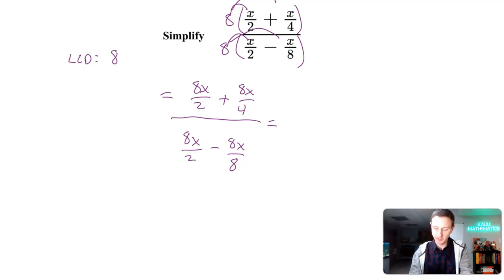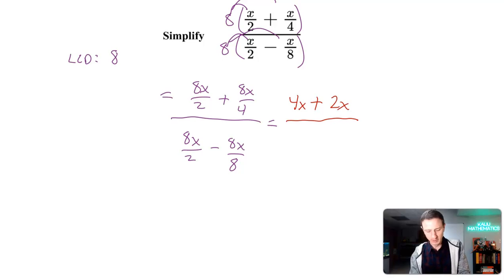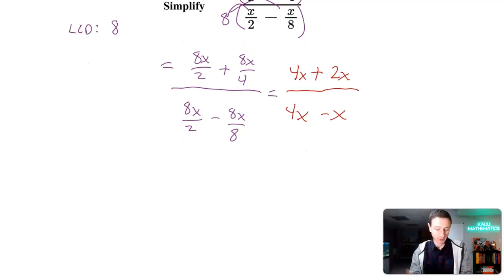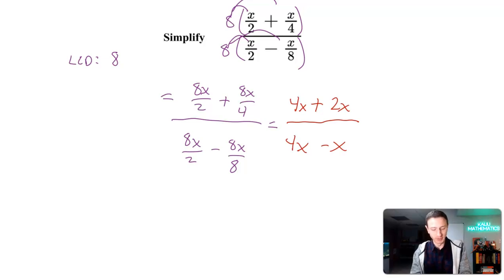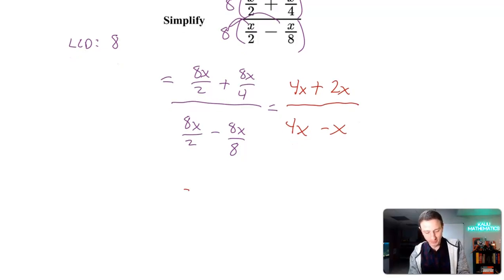So what happens then is 8 over 2 is 4, so I get 4x, plus 8x over 4 is 2x. 8 over 2 is 4. 8 divided by 4 is 2. Over. And then here we have 8 divided by 2 is 4, and then 8 over 8 is 1, so we just get x. So rather than dealing with the fractions, we just multiply by the 8 to wipe out those fractions.